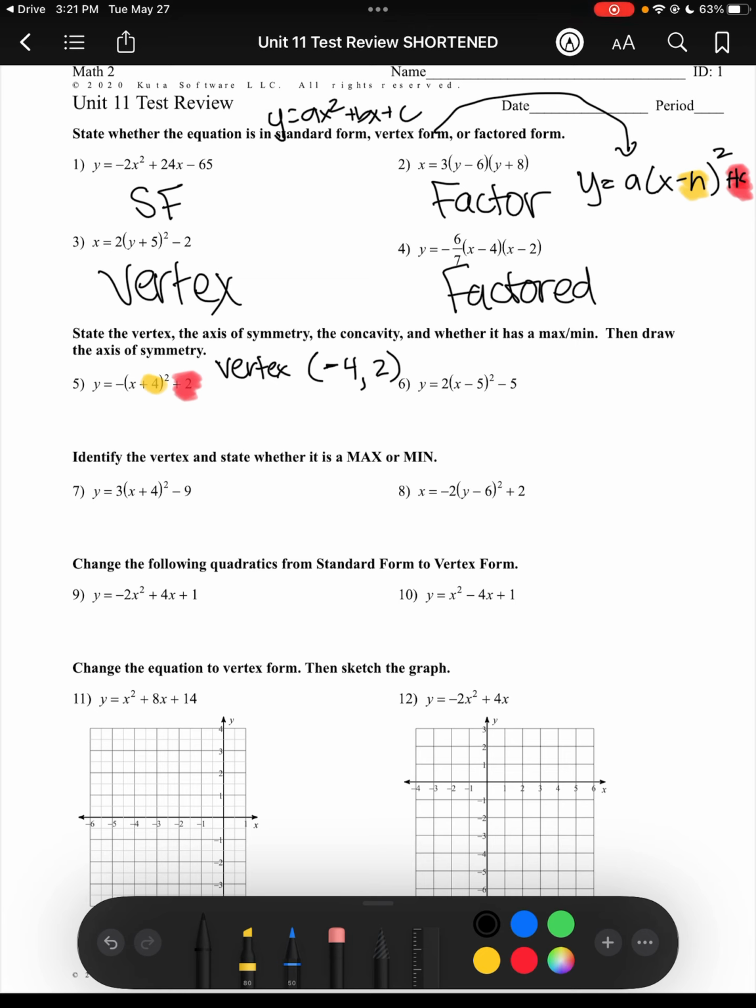Okay. Our axis of symmetry is always an equation, and it's always going to be x equals h. So x equals -4.